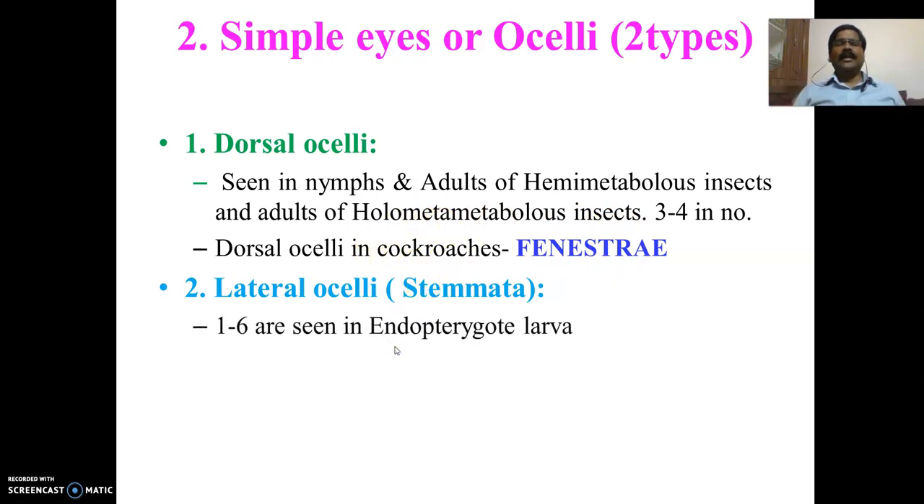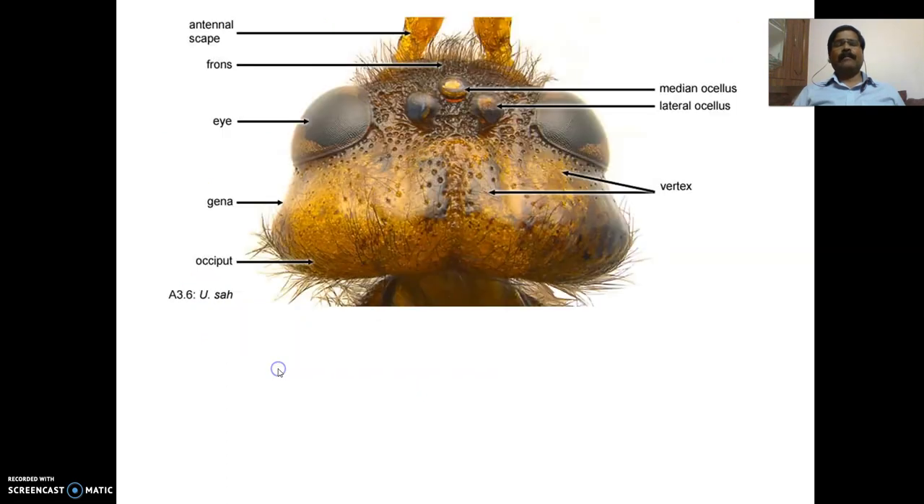Now coming to the lateral ocelli, these are also known as the stemmata. These lateral ocelli are very special in that these visual organs are present only in endopterygote larvae, for example butterfly larva. Generally these range from 1 to 6 in number.